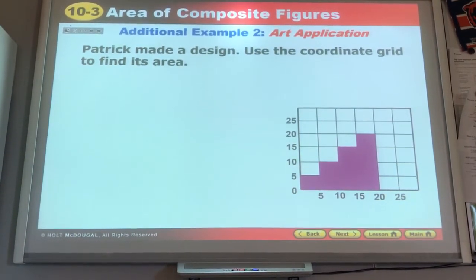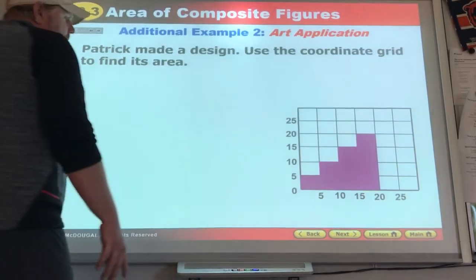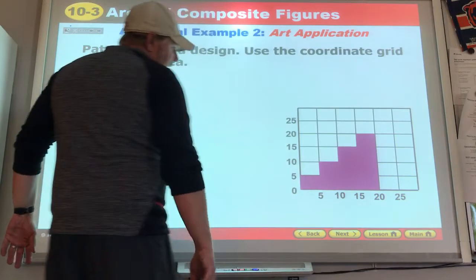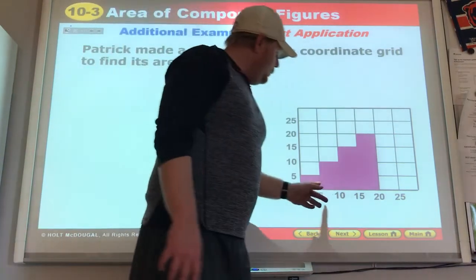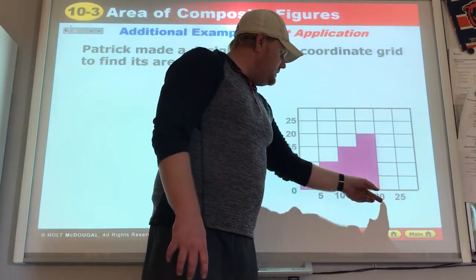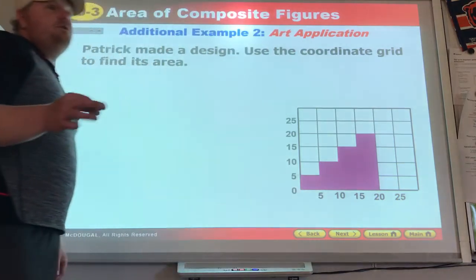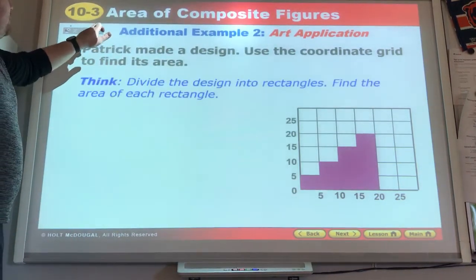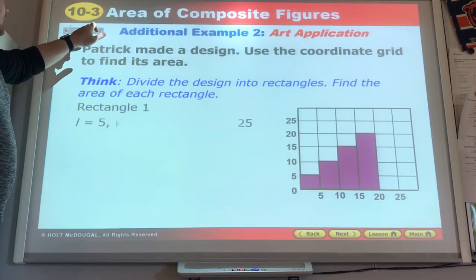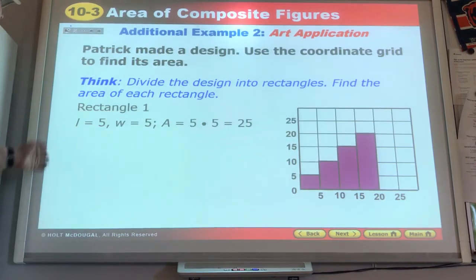Patrick made a design. Use the coordinate grid to find its area. All right. So we must use the numbers they give us. This isn't one high because that is five high. This isn't just 1, 2, 3, 4 spaces long. It's 20 long. We must remember the units they give us. All right. Let's look at the rectangles.